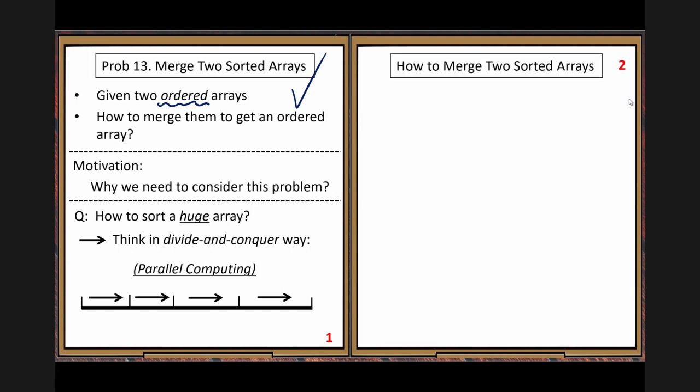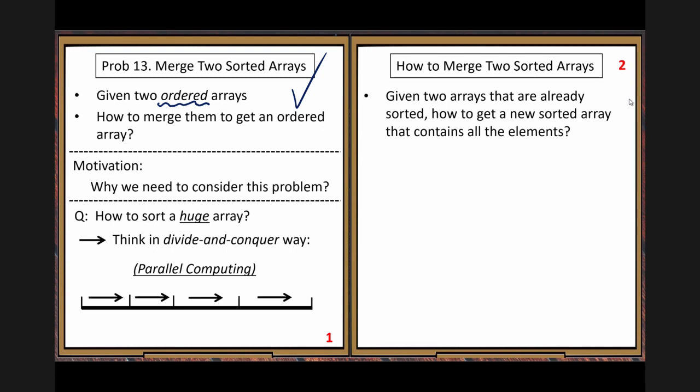Now let's work on this basic problem. Given two arrays that are already sorted, how to get a new sorted array that contains all the elements. Here, we want to take advantage of the structured data. Order information is very useful. We don't want to throw away that useful information. We want to take advantage of it.